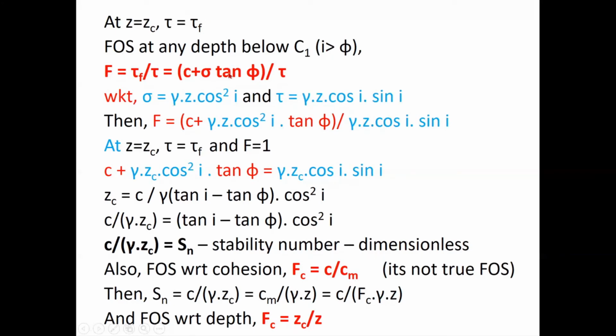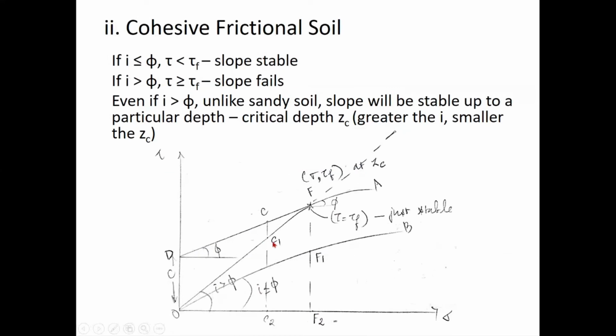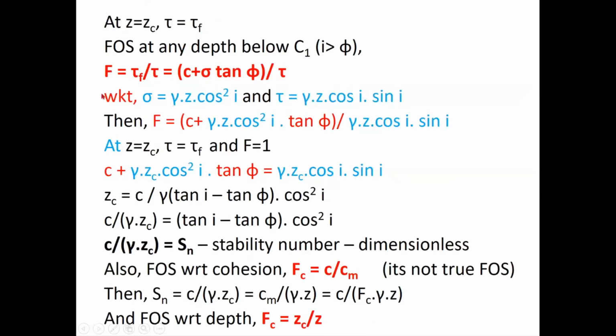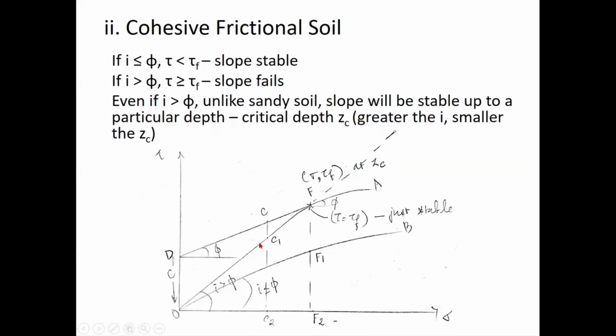So the factor of safety at any depth below C1, as you can see in this figure, any depth below C1, that is the system of stresses here, where the i is greater than phi. So along this line, the system of stresses along this line below depth C1, in that case my F is equal to tau f by tau, where tau f is nothing but c plus sigma tan phi, I know the equation for tau f, divided by tau, the shear stresses along this line, right?